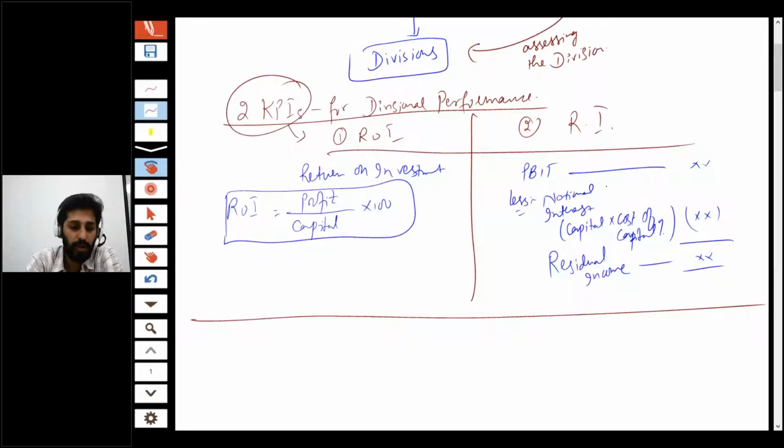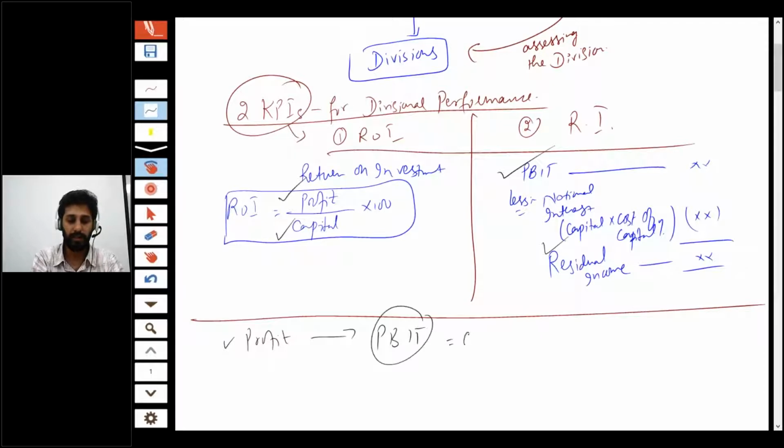Now the point to be noted is that in both the KPIs we have two common things: one is the profit, and one is the capital. And remember that this profit figure should be PBIT, that is profit before interest and tax, which we can also call the operating profit.